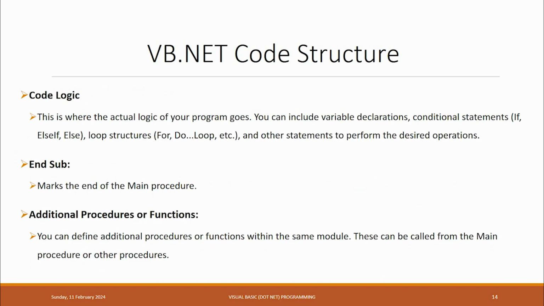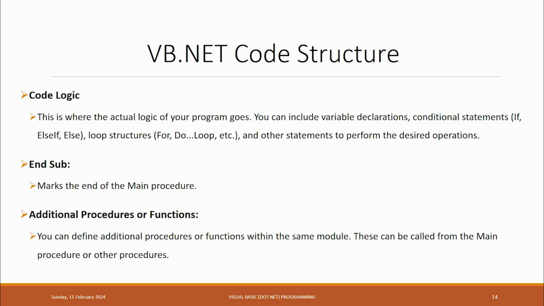You have the code logic. So the code logic here, this is where the actual logic of the program goes. Okay, and this is kept in the sub main. All right, so you can include variable declarations, conditional statements, that is the if, else if and the else, loop structures, which is the while loop and the do loop, and for each and so on, and other statements to perform desired operations. And you have the end sub.